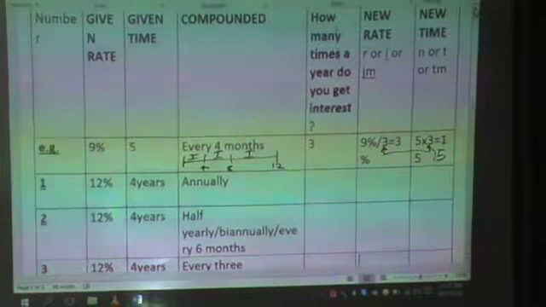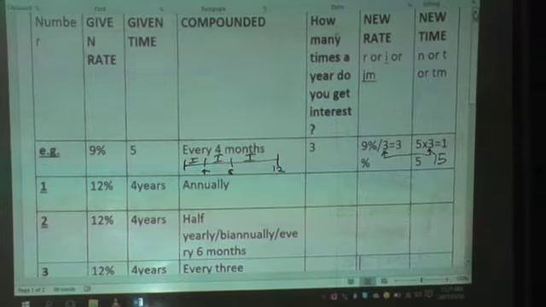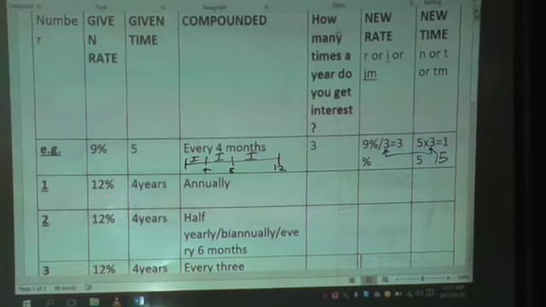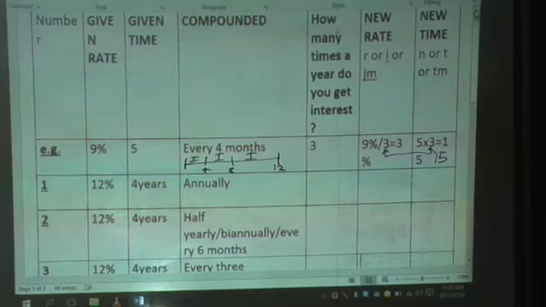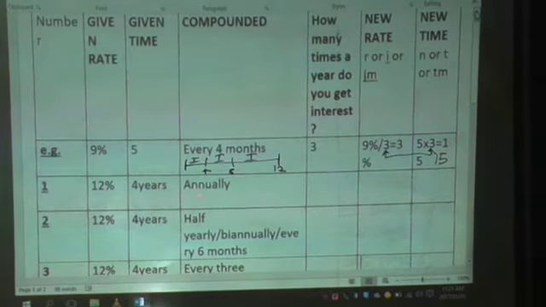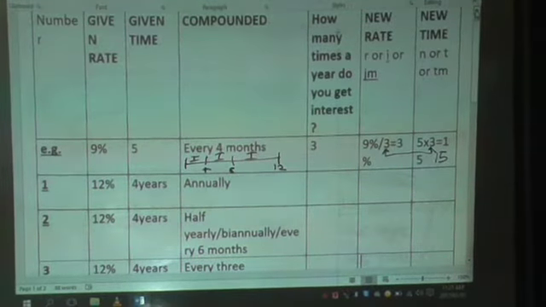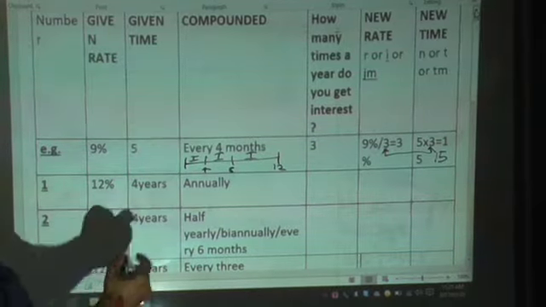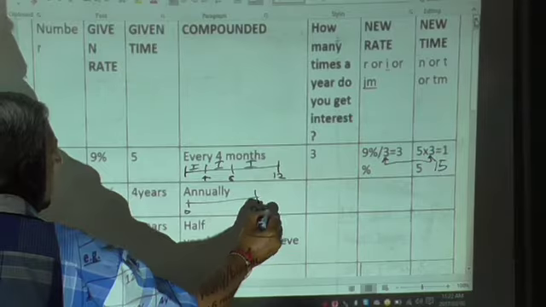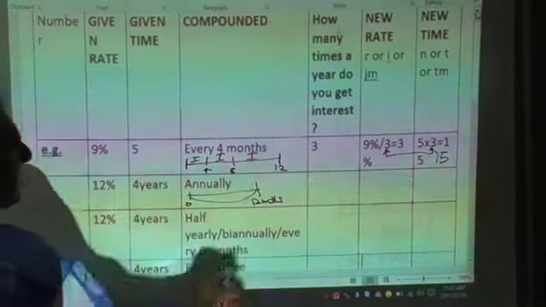Alright, now what I want you to do is think carefully in your mind and do example 1. We're not going to stop the DVD. We're just going to give you a few seconds to think. The interest rate is 12%. The time is 4 years. And interest is compounded annually. So how many times a year will you get interest? Right, good. You've been thinking, and I hope you have the right answer in your head. Annually means you get interest only 1 time. So it's 1.